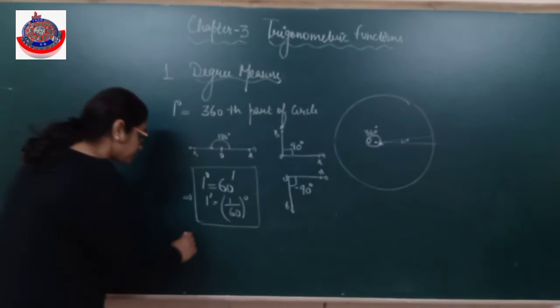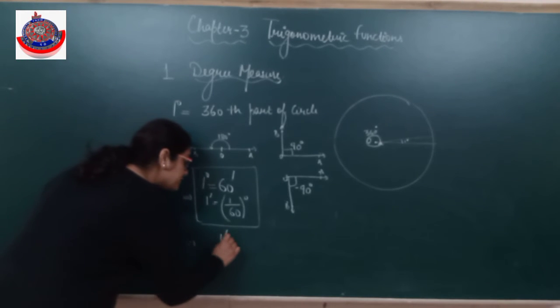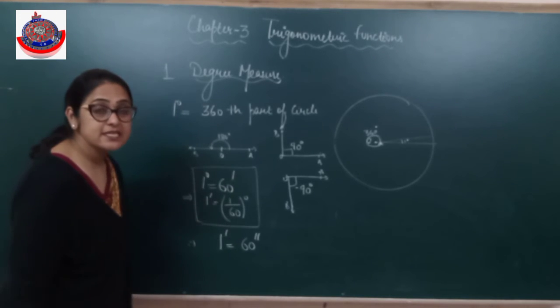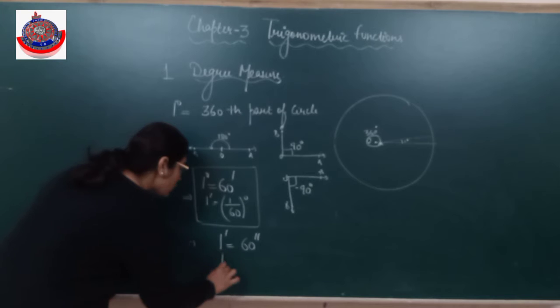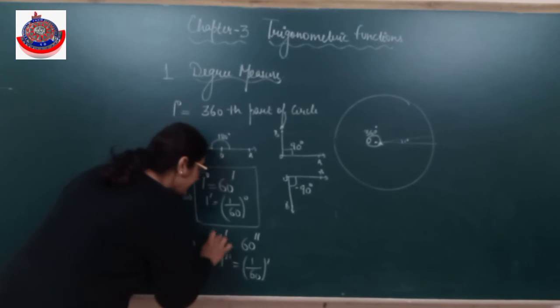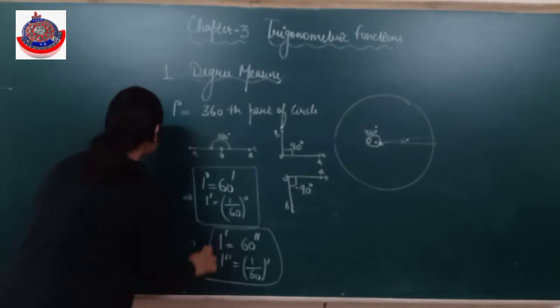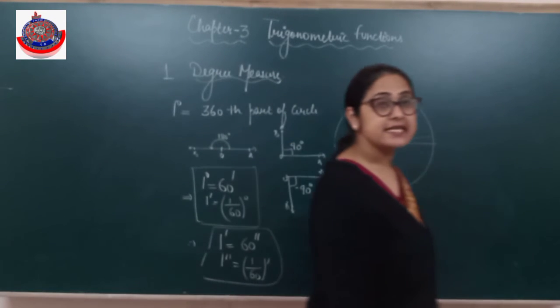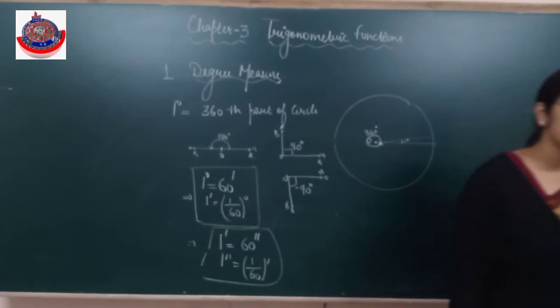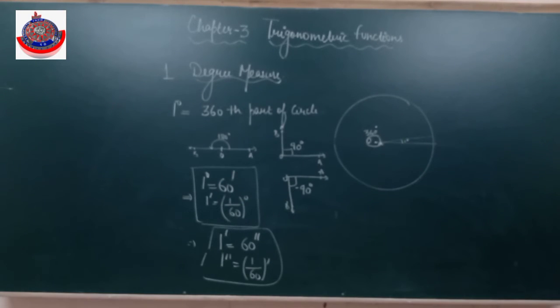And further this minute is divided into 60 seconds. 1 minute is equal to 60 seconds. Or I say 1 second is equal to 1 by 60th minute. Is this clear? So that means the new thing is 1 degree is further bifurcated into minutes. 1 degree is equal to 60 minutes and 1 minute is equal to 60 seconds. I hope it's clear to everyone.